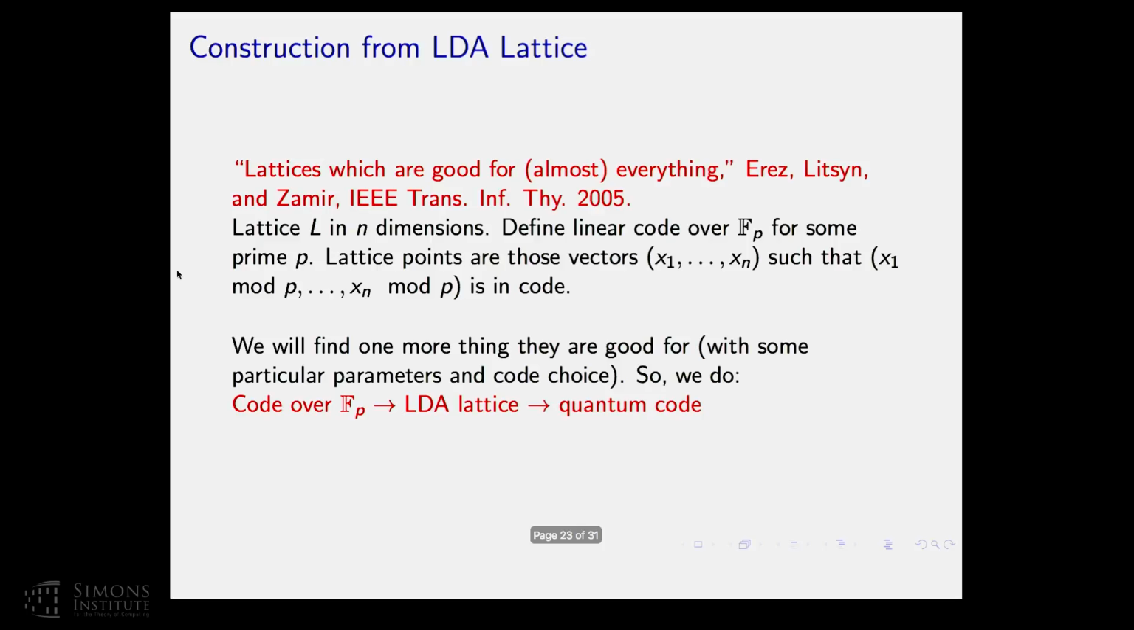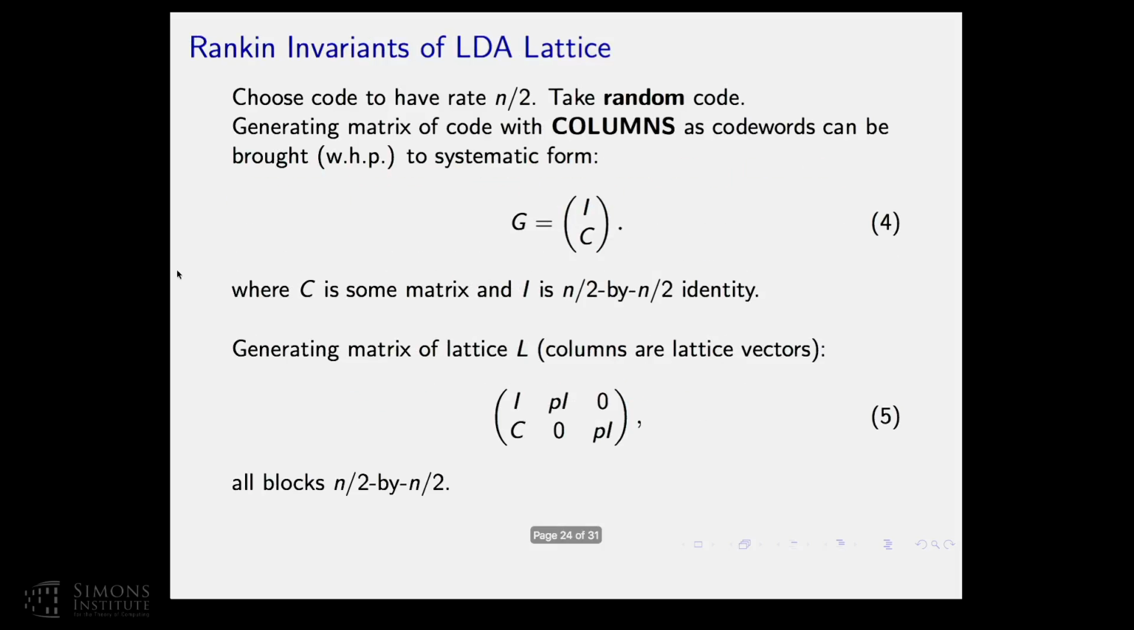Okay. So the main technical tool to do it is to come up with these integral lattices with large Rankine invariant. They turn out to have essentially as good Rankine invariant as those other non-integral ones. There's a great paper, I love the title, Lattices Which Are Good for Almost Everything. It turns out there's one more thing they're good for, that they have large Rankine invariant. The way you do it is you take a linear code over some prime. The lattice points are the vectors that fall in the code mod that prime, so you just extend it. And so the construction is sort of funny. You start with a linear code over a prime. You go to one of these lattices, they're called LDA lattices, and then you take the toric code over that, and that gives you a quantum code.